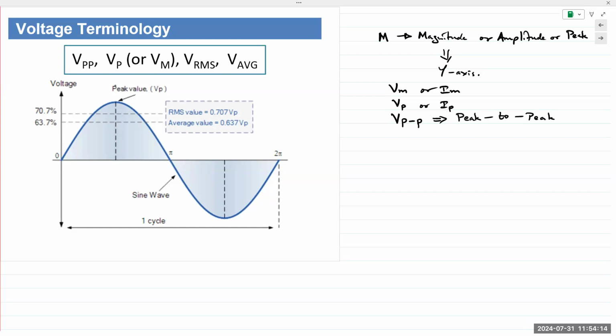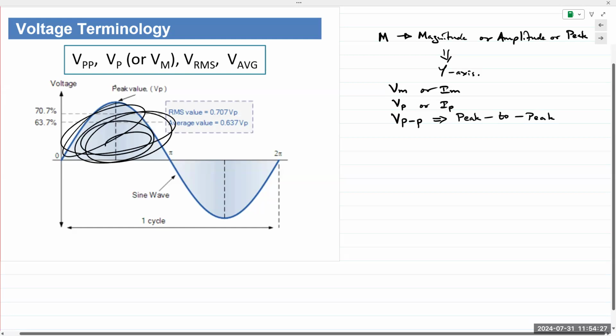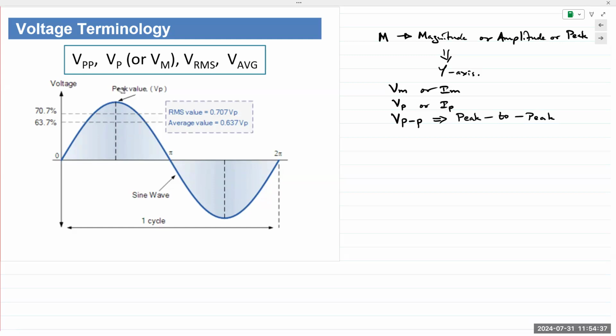RMS. Anyone? And that's the acronym. Yeah, that's the full form of the acronym. Yes, but what does it mean? If you take this area and you take this area and you add it up, what is the average value of the waveform? 0, right? 0.